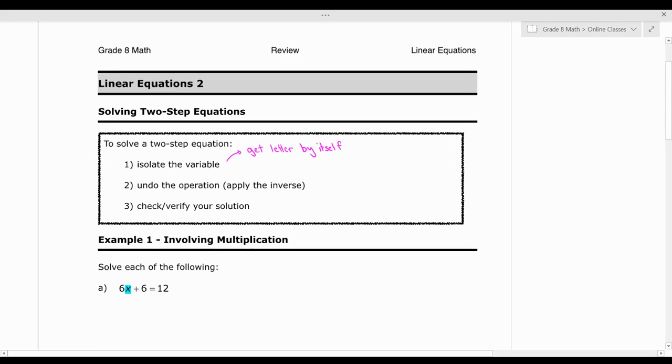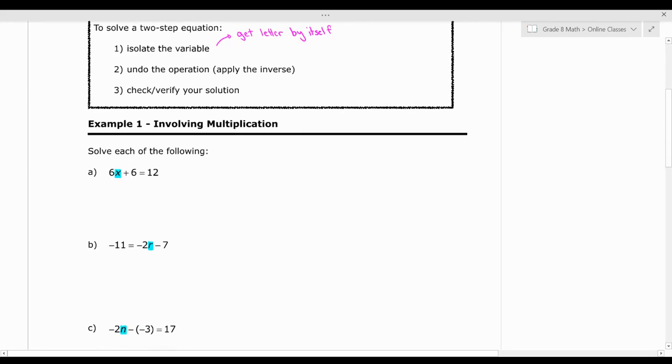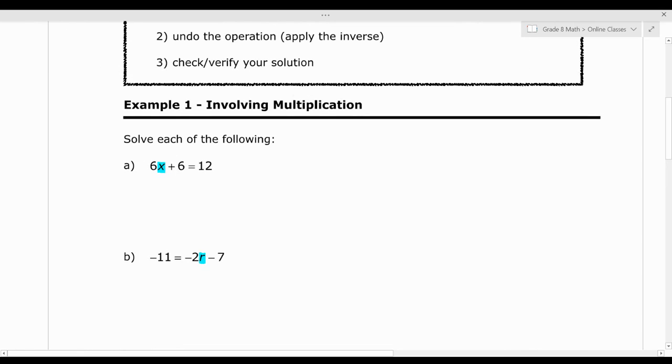So example one, you'll notice I've already highlighted the variables just to make them pop. So I have 6 times x plus 6 is supposed to equal 12. And again, remember, you could just guess and check, and eventually you would definitely get the answer. But as you move on with your math, the questions are going to get more complicated. So we want to make sure that you have a strong understanding of how to solve these algebraically.